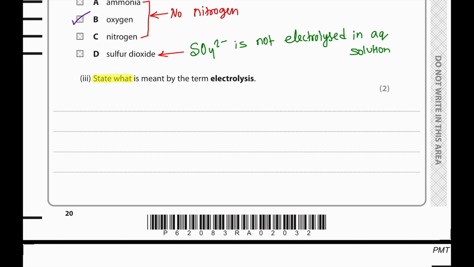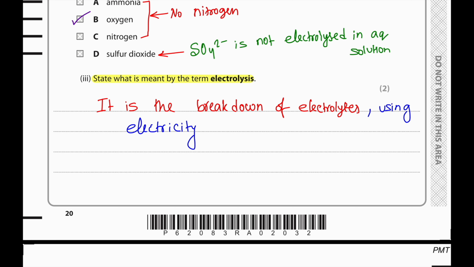State what is meant by the term electrolysis. So this is purely asking us the definition of electrolysis. Now, in electrolysis, the word electro refers to electricity and lysis refers to breakdown. So we can give the definition as follows. It is the breakdown of electrolytes using electricity.